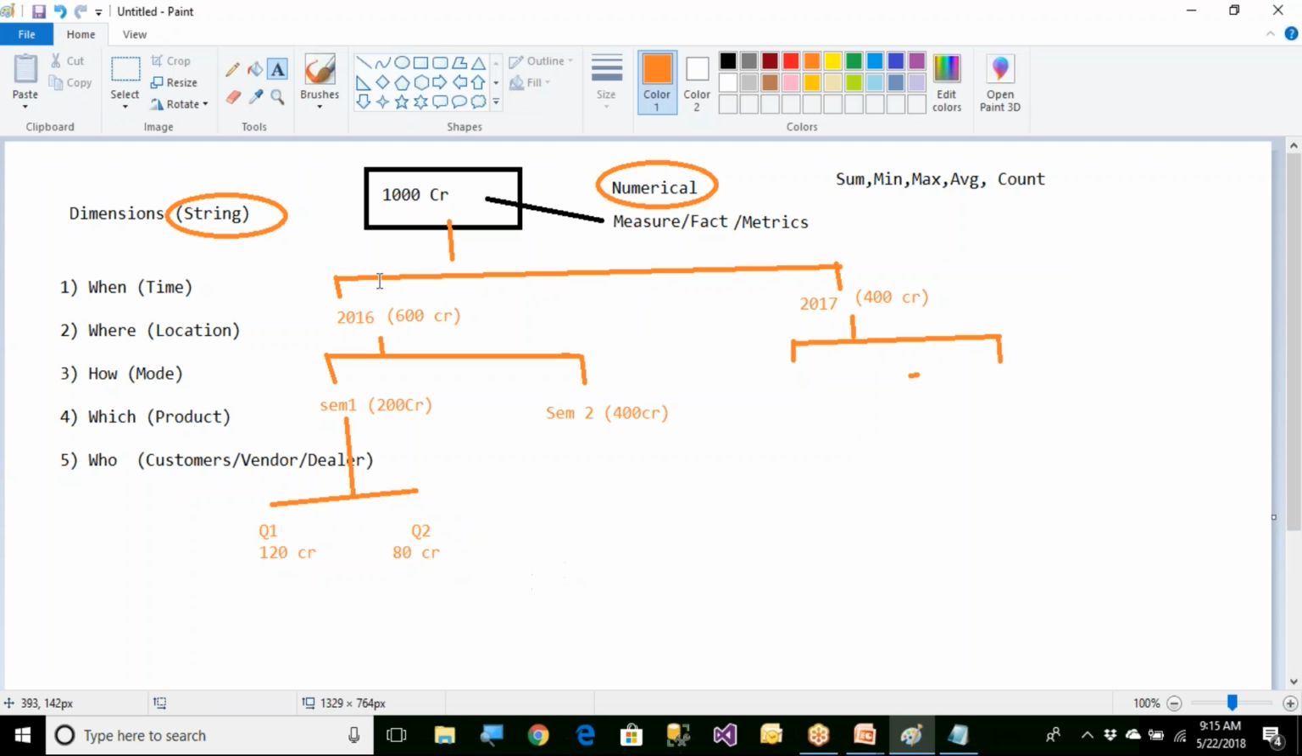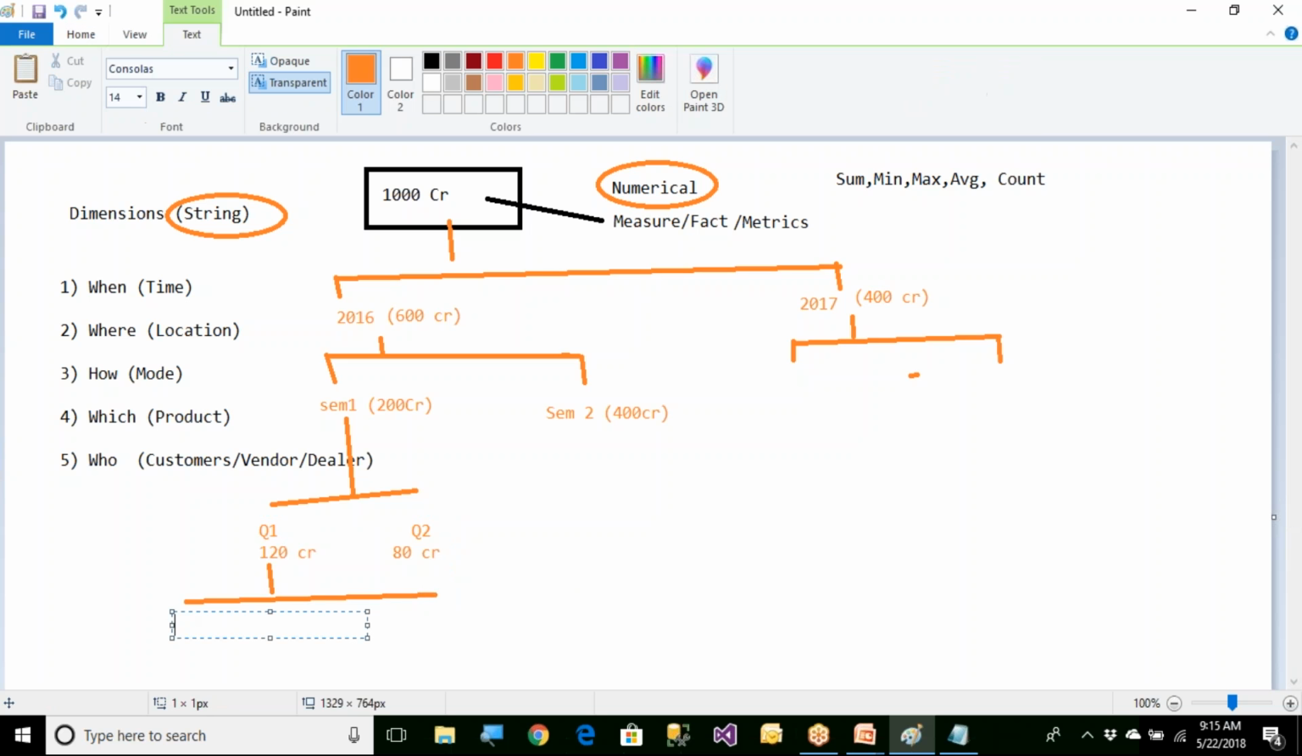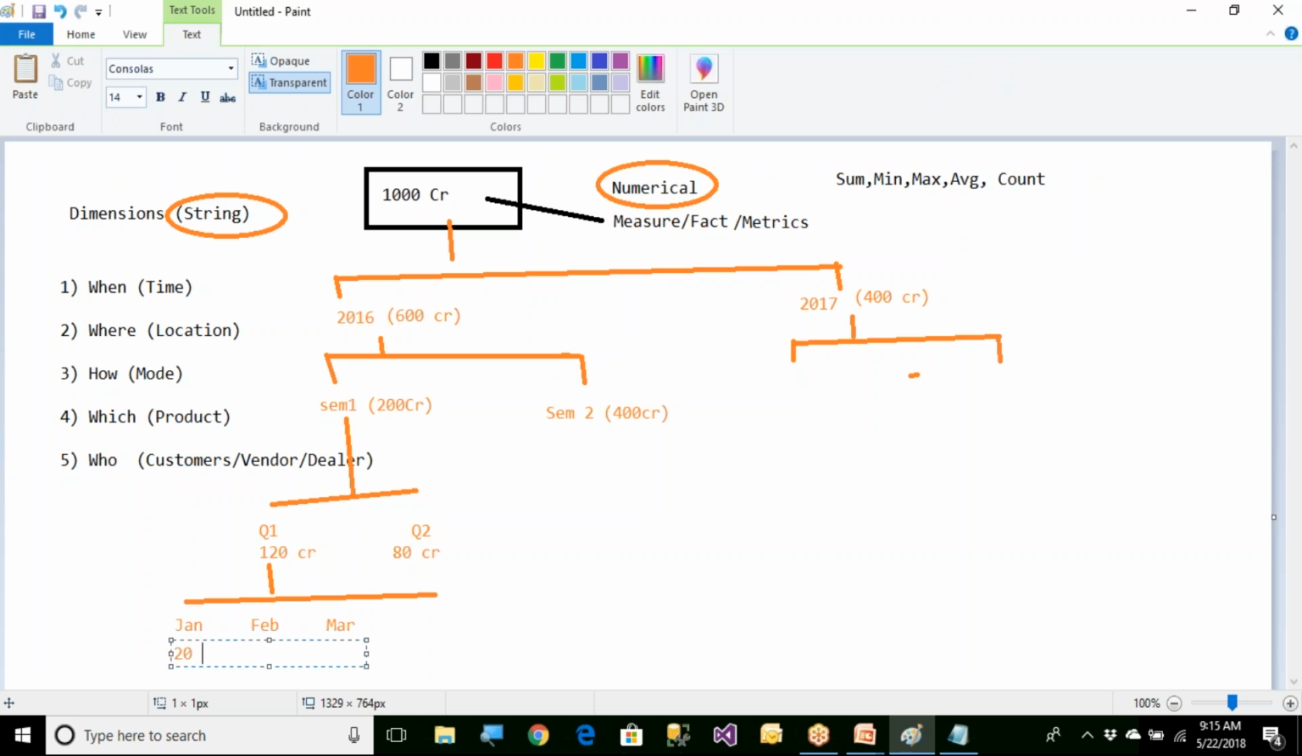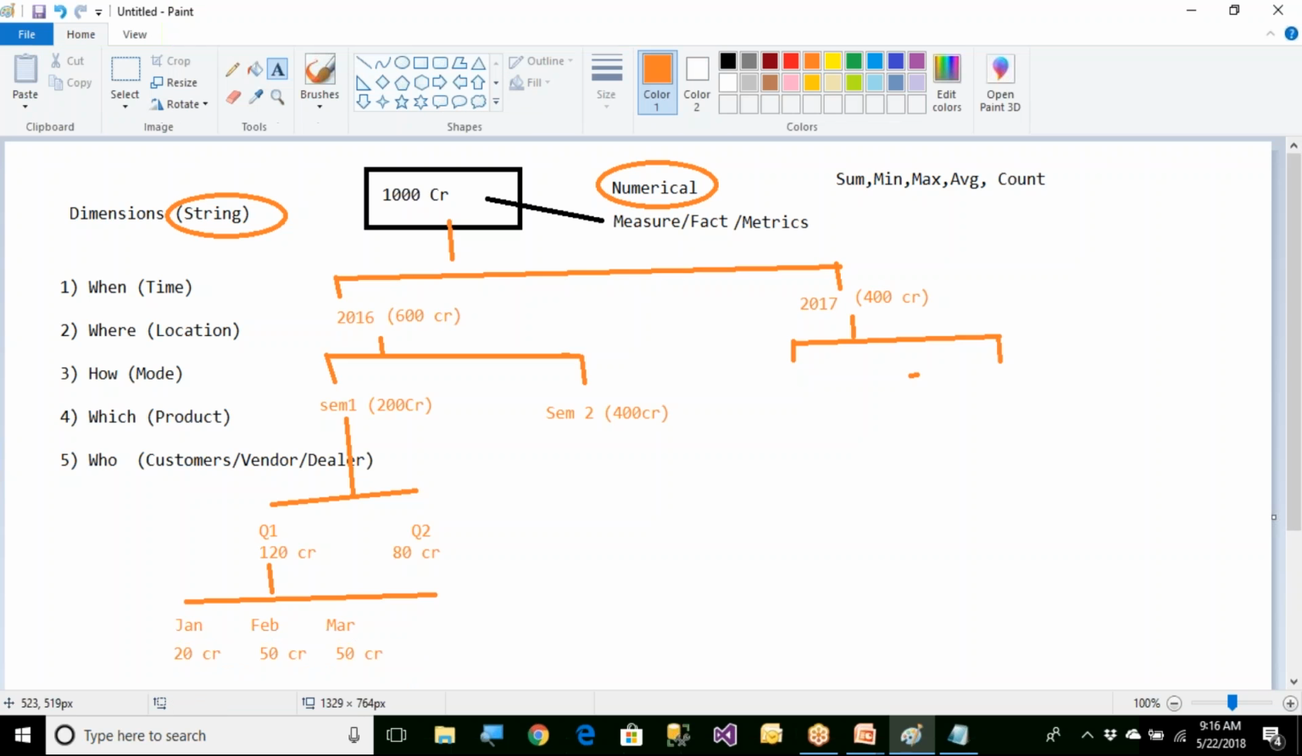Now, after the quarter, if you go further, in quarter one you have months: month one, month two, month three. We're talking about month one, Jan, Feb and March. What is the sales happened in Jan? In Jan we got 20 crore business, in February we got 50 crore business, total 70, and the remaining 50 crore business happened in March. People will not be stopping.